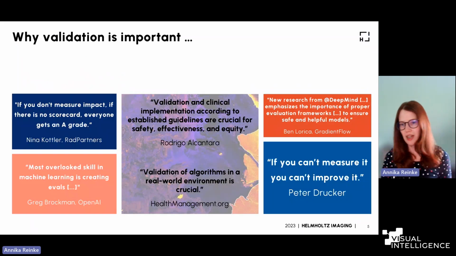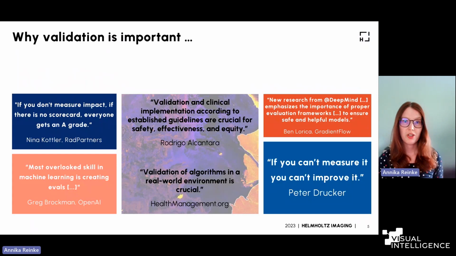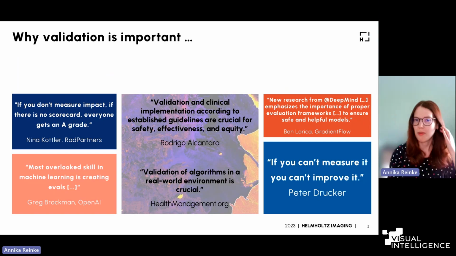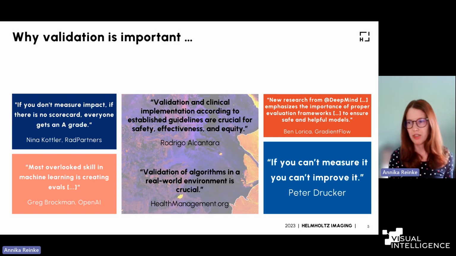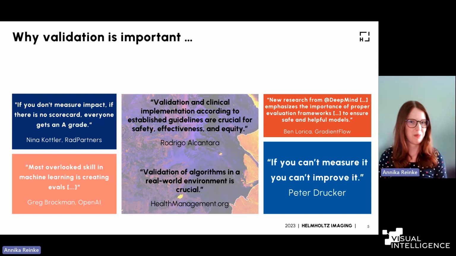And here you see a few examples from different people emphasizing that it's very crucial to validate and evaluate our algorithms, or basically everything we're doing. And also people from DeepMind or OpenAI saying that this is a very overlooked skill. So now that we talked about that it is crucial, I will talk about different things, how we could validate, what are problems.